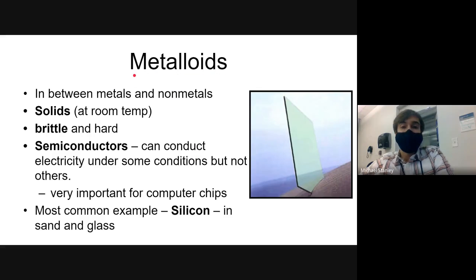So metalloids, the in-between group, are solids like metals, but they're very brittle and breakable like nonmetals. And then they can conduct heat and electricity, but only sometimes under certain special circumstances.